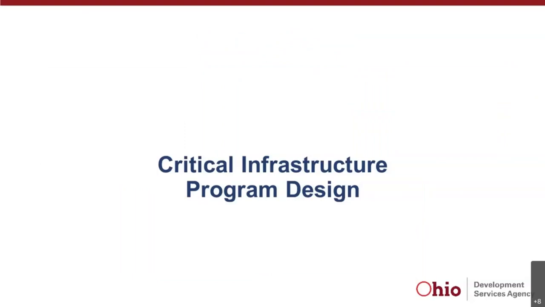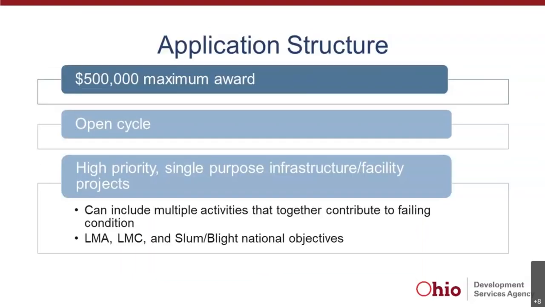Critical infrastructure is up next. The maximum award is $500,000. This program is administered as open cycle, but applications are accepted in multiple rounds, depending on the availability of funding throughout the year. And the program is designed to fund high priority, single purpose public infrastructure and public facility projects.